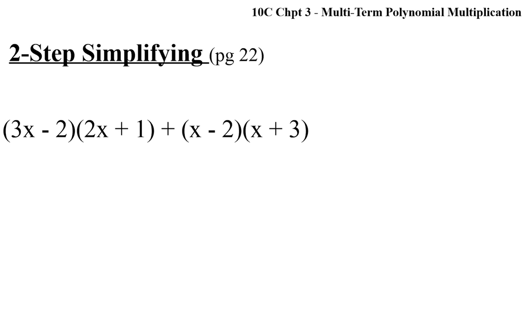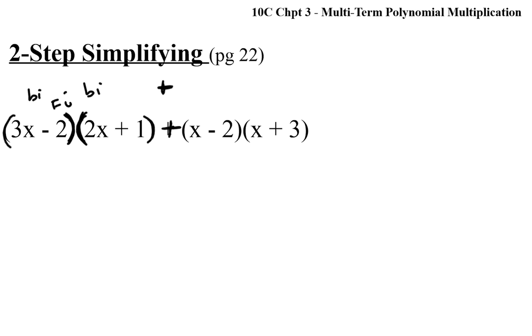Now here is where you have to think a little bit. We have 2-step simplifying, because we have 2 polynomials beside each other, brackets beside each other. Well, this is a binomial times a binomial, but then we have addition. This addition sign says stop multiplying.